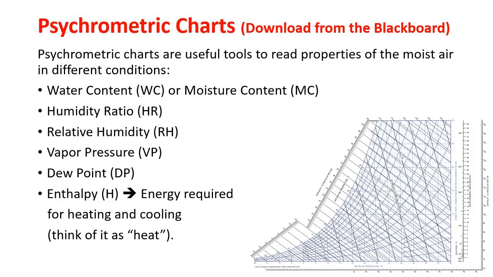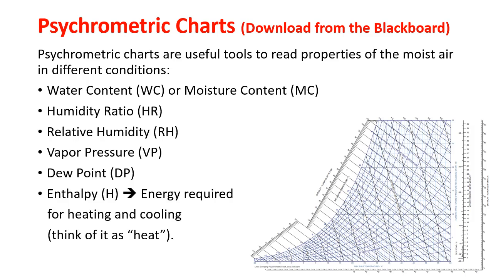Relative humidity, RH, expresses the percentage of moisture in the air relative to the maximum amount it can hold at a given temperature. Vapor pressure, Vp, measures the partial pressure exerted by water vapor in the air. Dew point, dP, marks the temperature at which the air becomes saturated and moisture begins to condense into dew or fog. Enthalpy, H, reflects the total energy content of the air, including both sensible and latent heat.